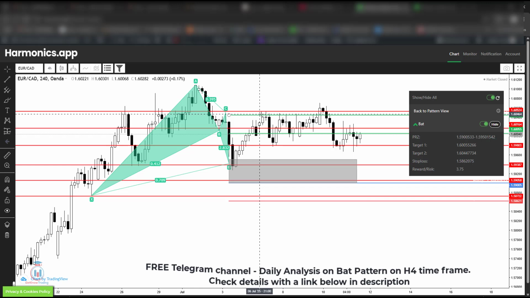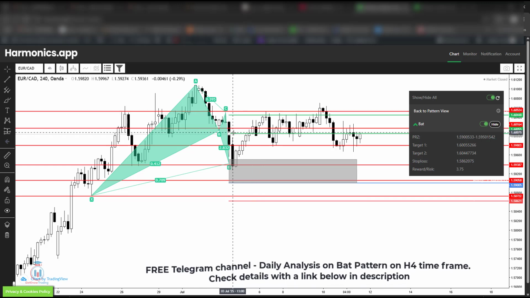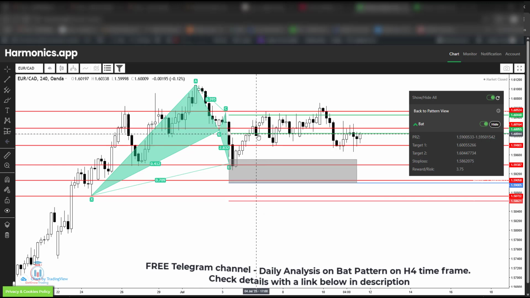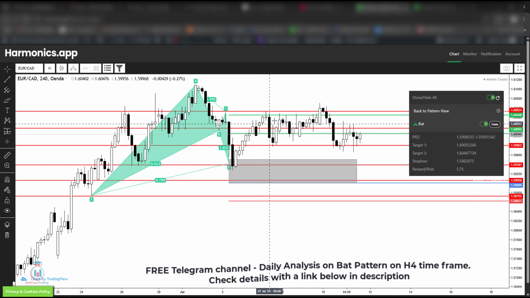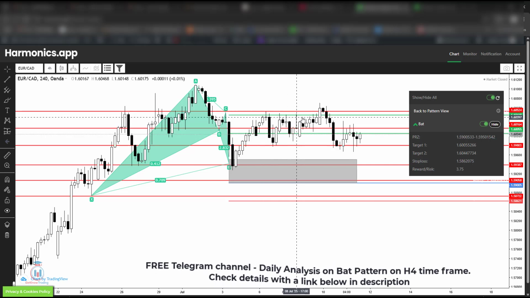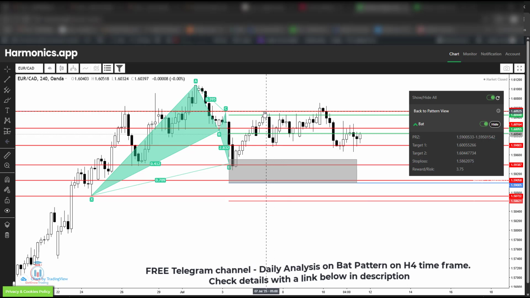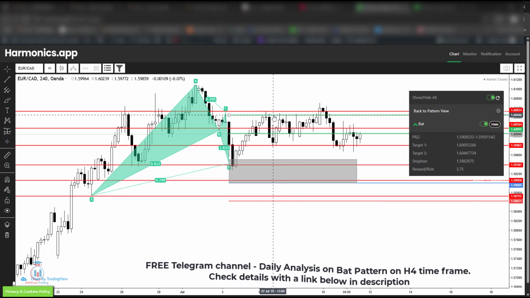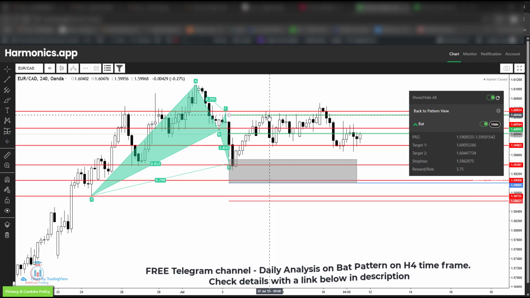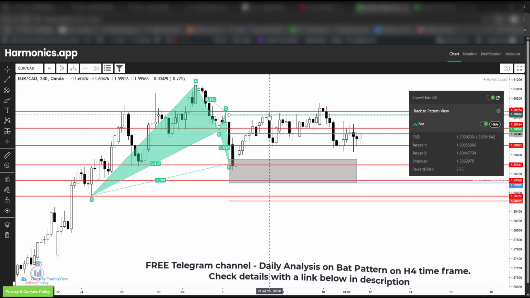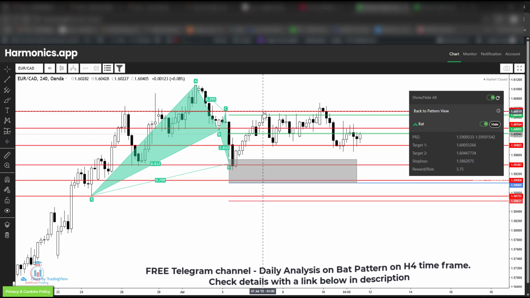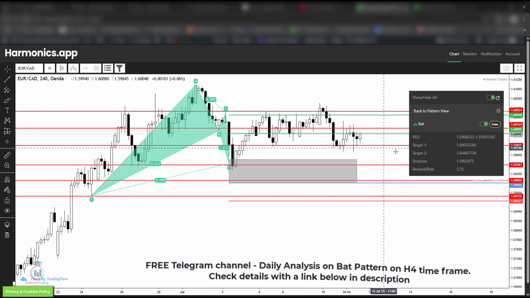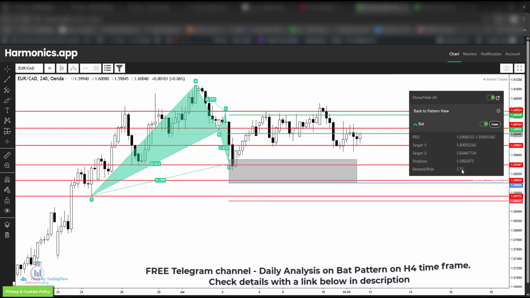If you please check the previous week analysis, you will see that the price was around this area here, very close to the take profit level 1, and also the technical analysis was showing that there is high potential that the price will reach the take profit level 2. This bullish bat pattern that has been detected by the Harmonic App Scanner was a successful one, and it is a profitable one with a pretty good risk to reward ratio.